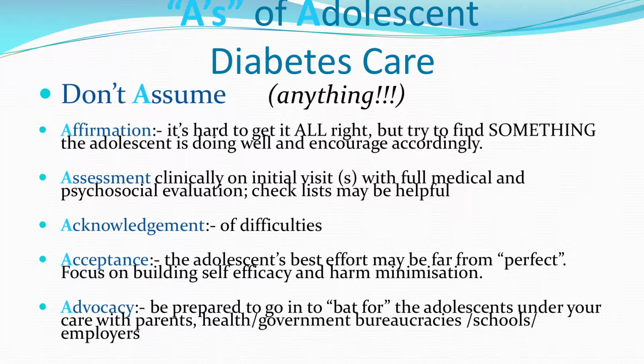I work out at Sunshine now, you work in North Richmond, and some of the psychosocial settings are incredibly challenging, which I think all of us in the room would find difficult. Acknowledgement of difficulties, working with them. Acceptance that the adolescent's best effort may be far from perfect, and you need to focus on building self-efficacy and harm minimisation rather than the perfect adolescent. None of us is perfect. Why would you expect them to be perfect?